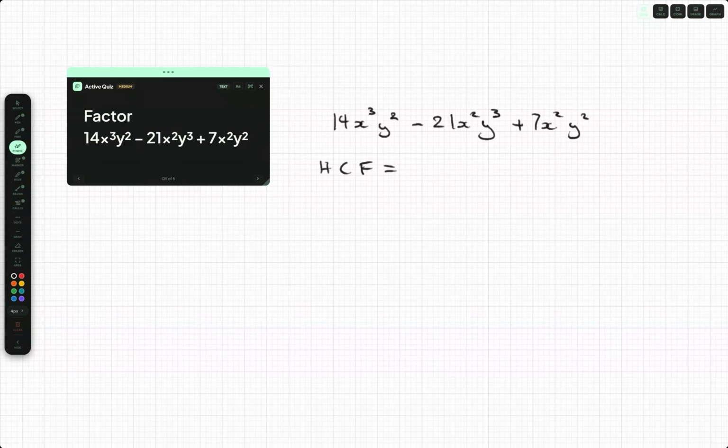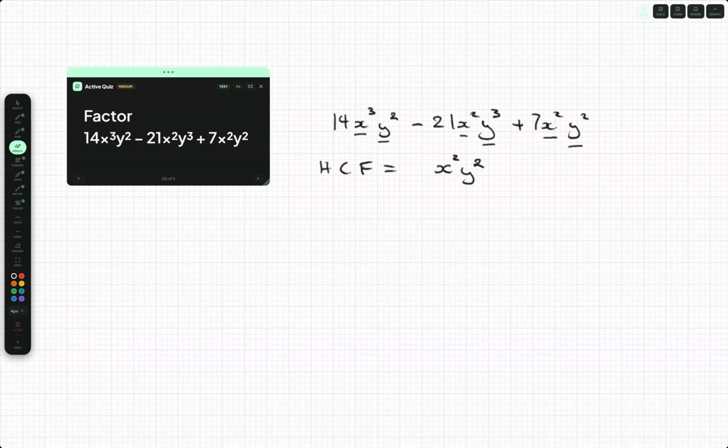So we can see that we share some terms. Okay, we have x to the power of 3, x squared, and x squared. So the highest algebraic common factor we can have between these three is x squared. For y, we have y squared, y to the power of 3 and y to the power of 2, which means our highest common factor for y is also going to be y to the power of 2.